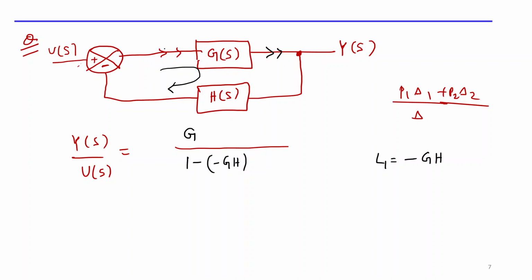Now see whether, in that forward path, the loop L1 is touching or not touching. The forward path is G, L1 is minus GH, so you can see clearly that G is present in the loop. As G is present in the loop, you can put L1 equal to 0 in the delta 1 expression, so P1 delta 1 is directly G. Because it is touching that loop, it is not a non-touching loop. So what is the answer? G divided by 1 plus GH.